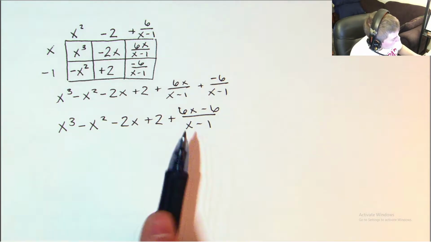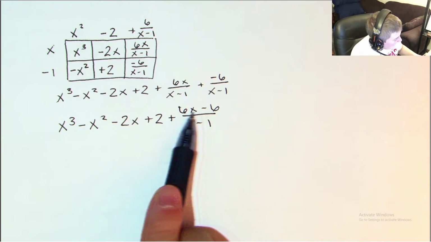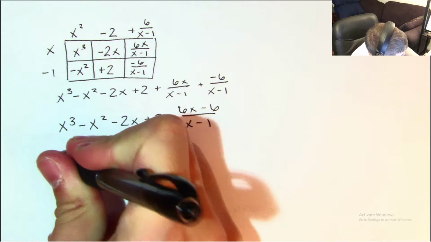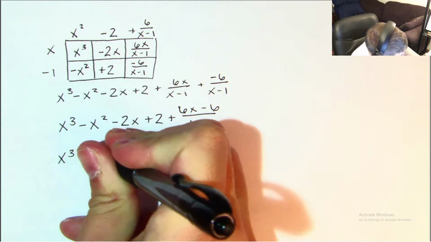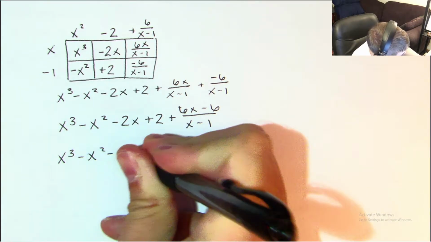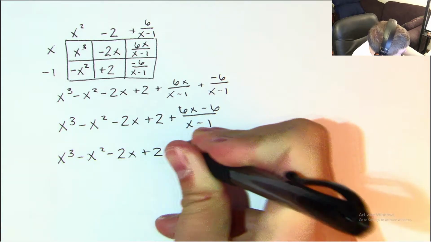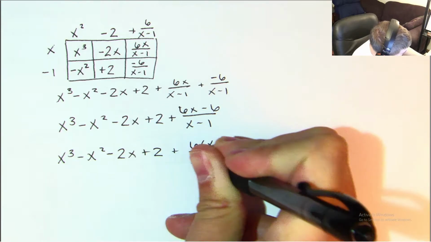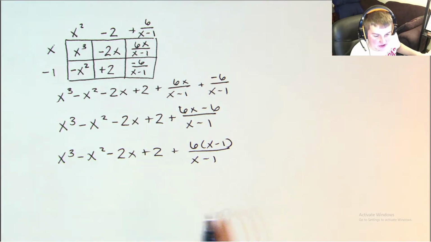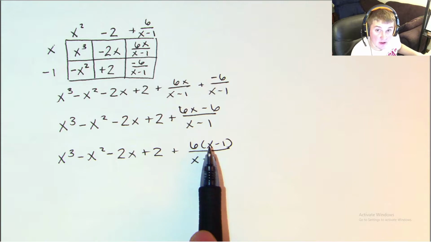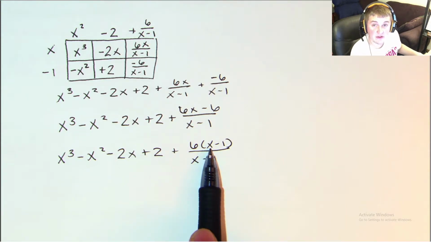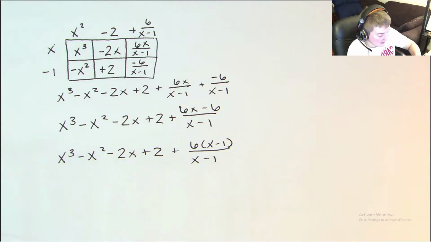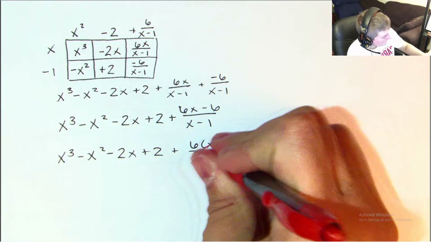But one thing I'm noticing about this here is that they have a common factor of 6. So what happens if I take that common factor of 6 out? Okay, I can just say, hey, this is 6 times x minus 1, all divided by x minus 1. Well, what happens here? Something special, right? We have a factor of x minus 1 on the top that I'm multiplying by and a factor of x minus 1 on the bottom that I'm dividing by. Those actually cancel each other out.